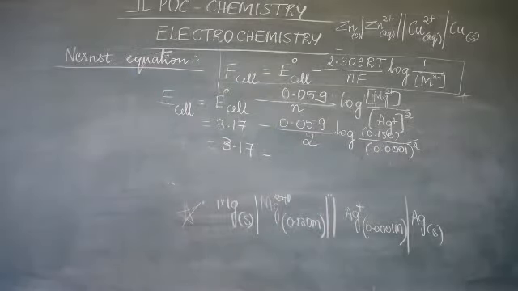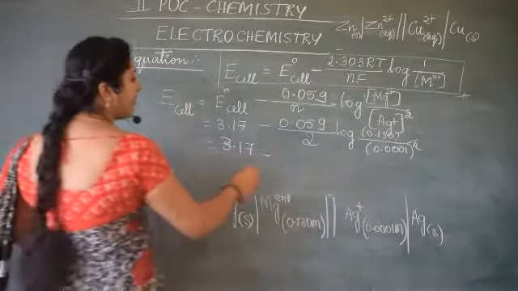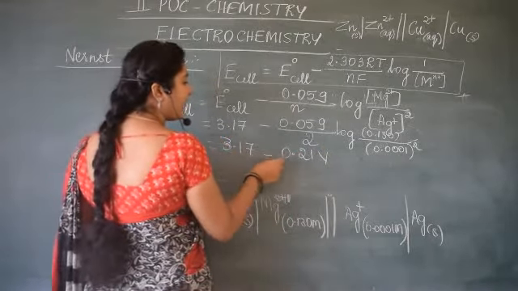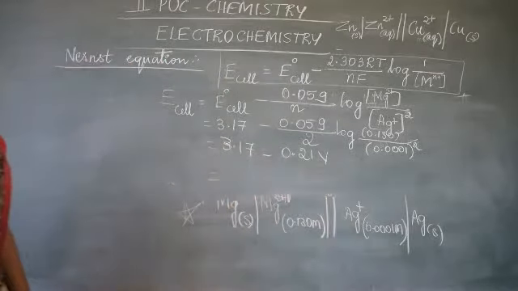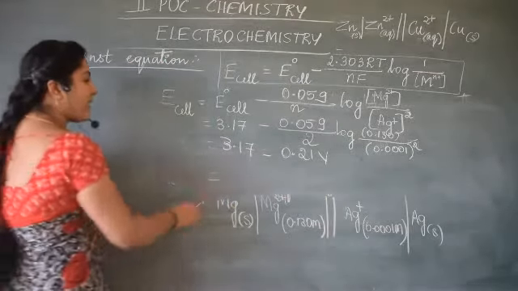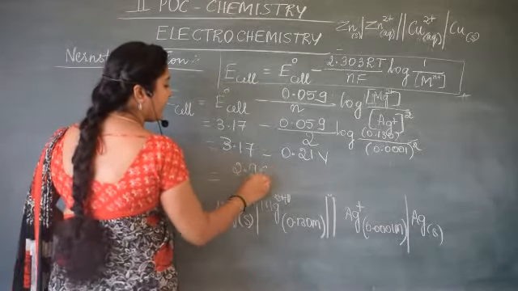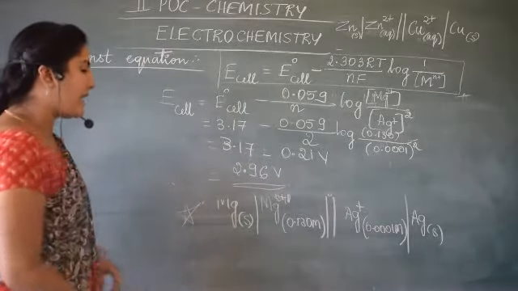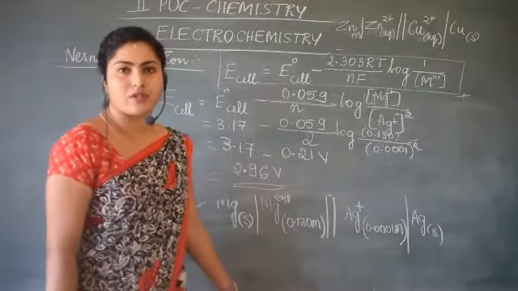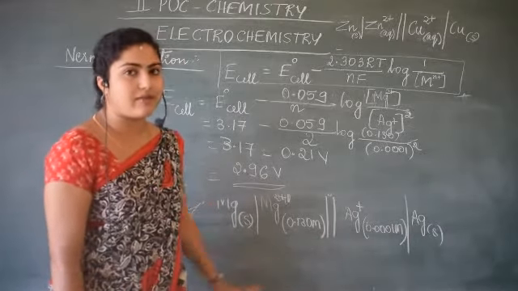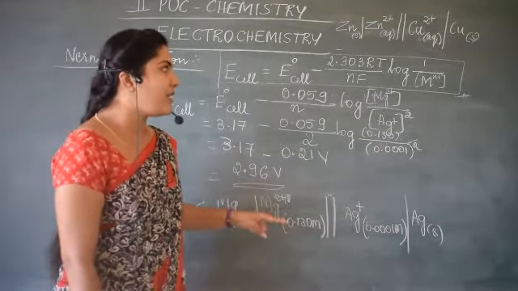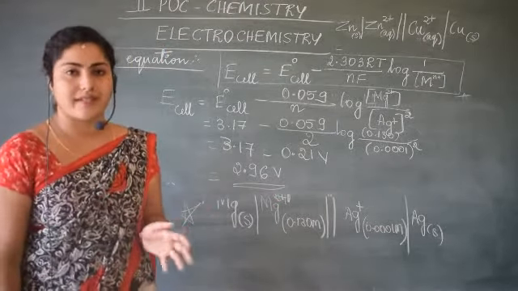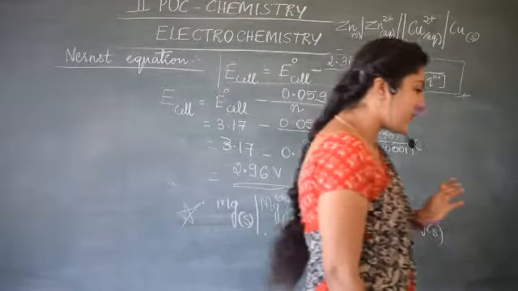I will give you the final answer there. The final answer you get is 0.21 volt. So it will be 3.17 minus 0.21 volt, and your answer has to be around 2.96 volt. This is the answer which you will get as E cell for the given reaction, which involves magnesium and silver electrode, where magnesium undergoes oxidation, silver undergoes reduction. So this kind of questions you can expect in your examinations also. So just have a note of this.